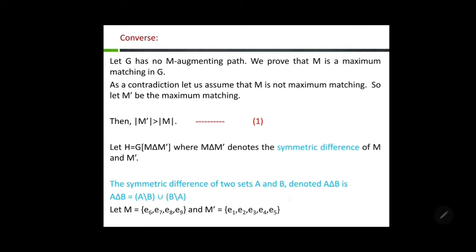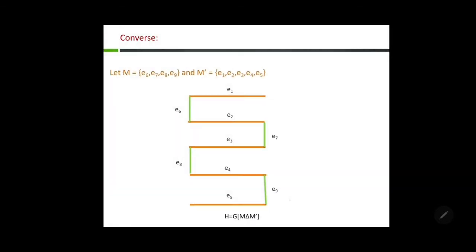The symmetric difference of two sets A and B is defined as A minus B union B minus A. With this definition, let us consider the symmetric difference of two matchings M and M'. The graph that is shown is nothing but the symmetric difference of M and M', where M is represented in green color and M' is represented in orange color.